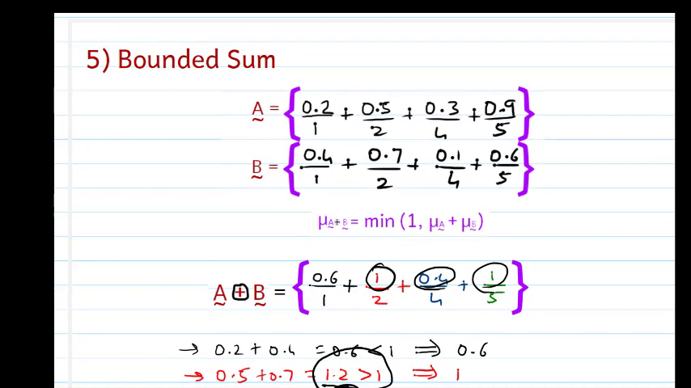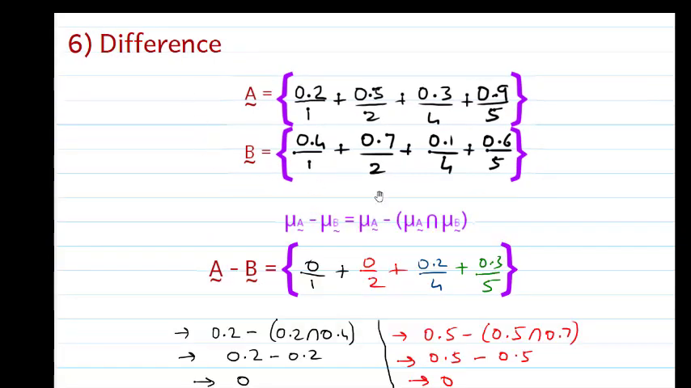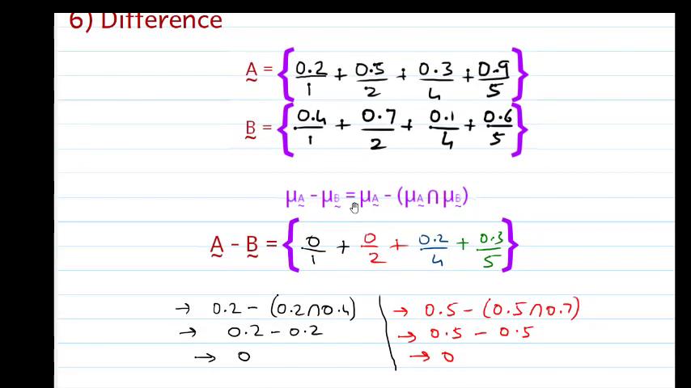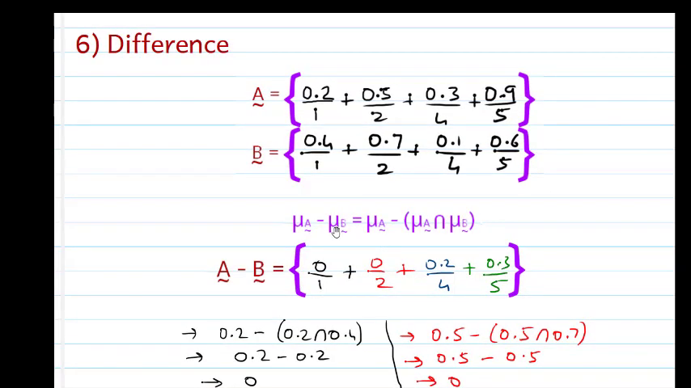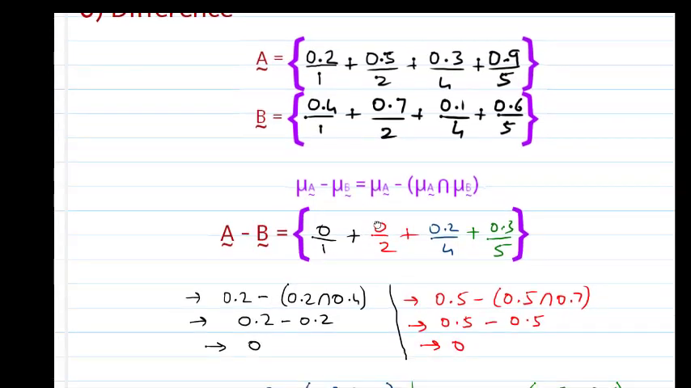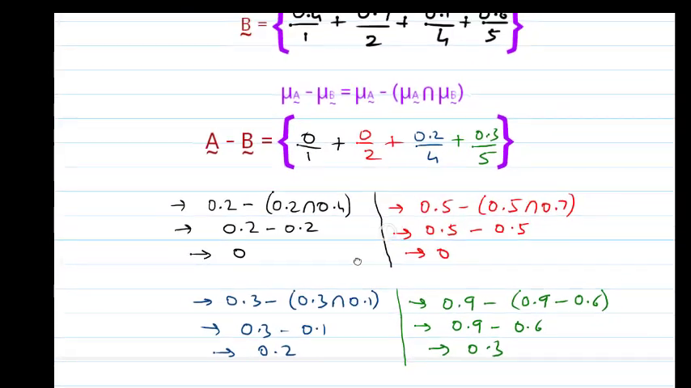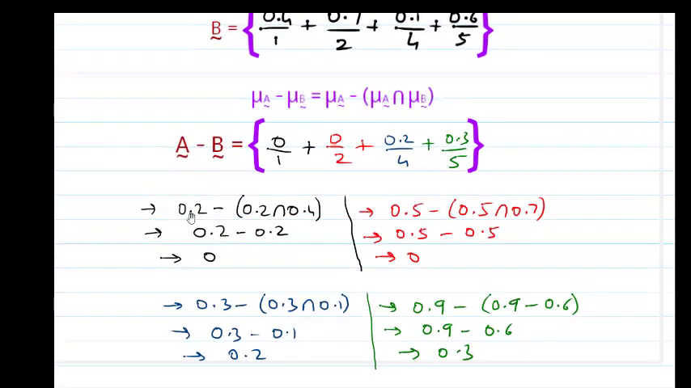Then the difference operation. This is the formula for getting the difference: mu A minus mu A intersection mu B. We have discussed this in the previous videos. So for the first case, 0.2 is mu A, minus 0.2 intersection 0.4. In intersection we take the minimum. So the minimum is 0.2, and 0.2 minus 0.2 is 0. So we get 0 here.